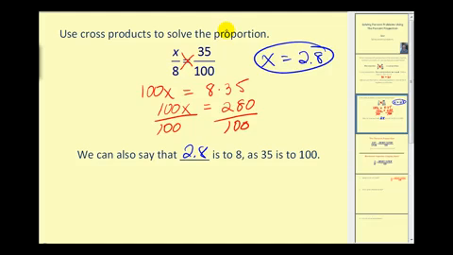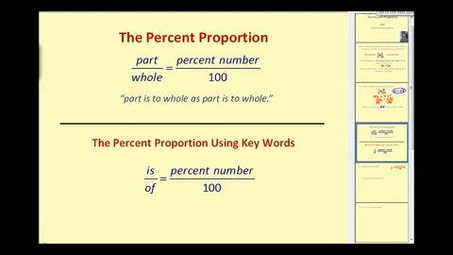This is exactly how we will solve percent problems using the percent proportion. The percent proportion states that the part is to whole as the percent number is to 100. But to set these up, sometimes it's difficult to determine which is the part and which is the whole. So I like to use key words just like the percent equation. The number associated with is will be in the numerator, and the number associated with of will be in the denominator. And if we have the percent, it will be the number over 100. Let's go ahead and give it a try.